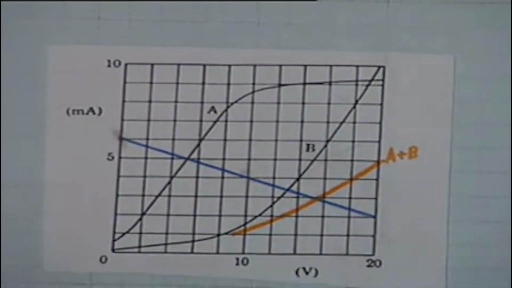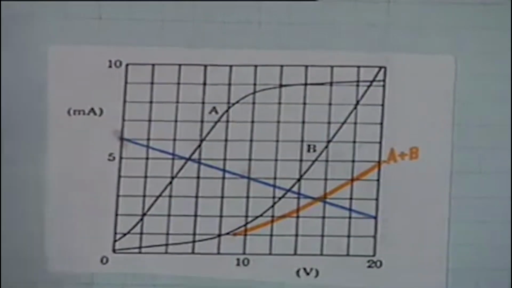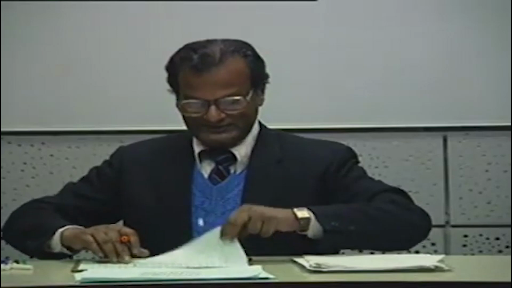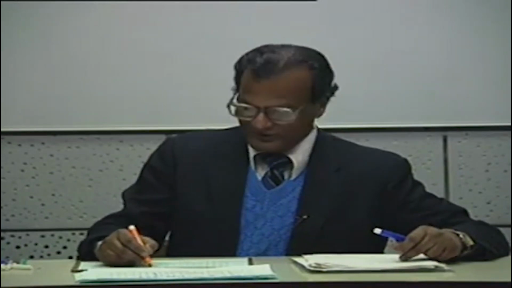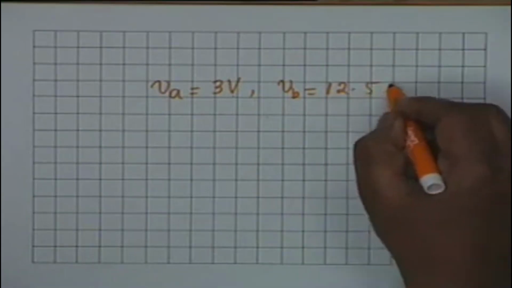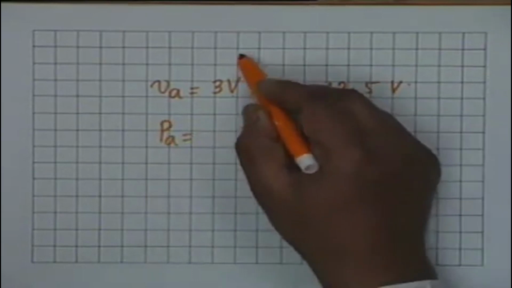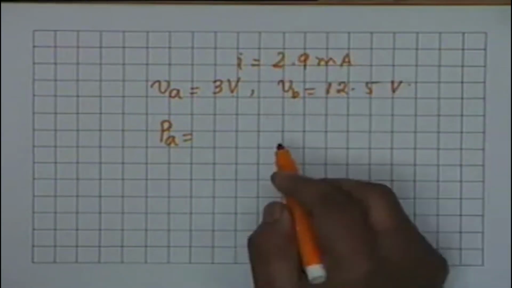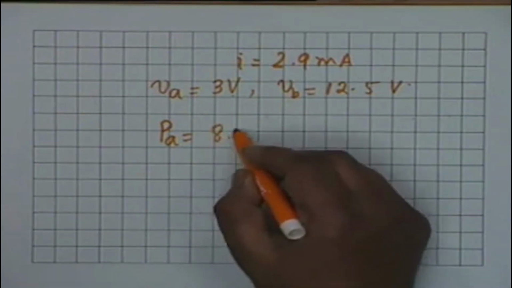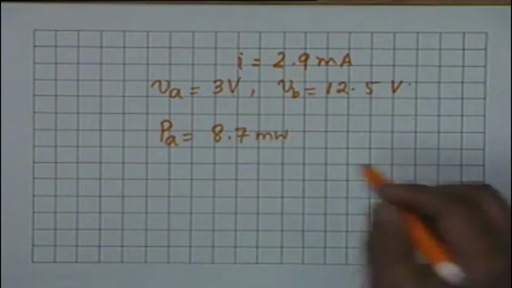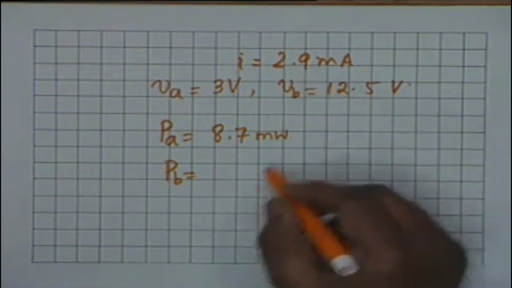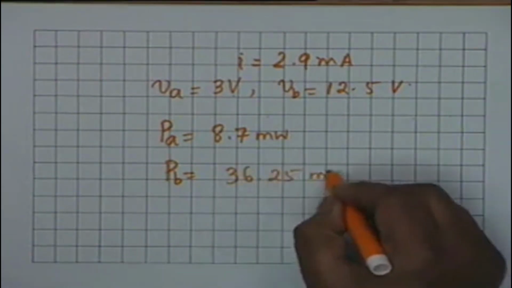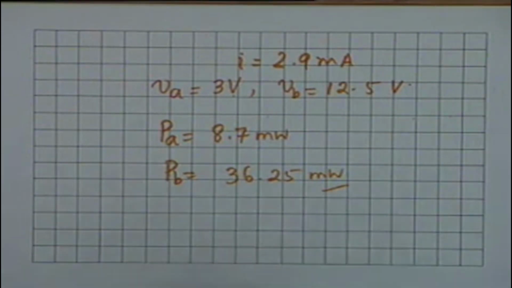Then do I know the power dissipated in the two resistors? Yes, I do. The current is the same. You multiply the current by the voltage, and my end result is that VA is equal to 3 volt. You can verify this. This is a problem given in the textbook. VB equals 12.5 volt. So PA, with the current I being 2.9 milliamps, is 8.7 milliwatt, 3 multiplied by 2.9. And PB, the power dissipated in resistor B, is 2.9 multiplied by 12.5, which is 36.25 milliwatt. These are my results, and this is a fairly complicated example.